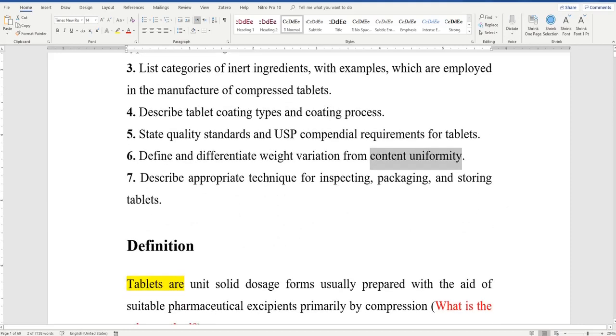Also, you need to know about the inspection, the packaging, and the storing of the tablets, meaning the storage conditions for tablets. You remember that capsules needed appropriate storage conditions, otherwise the shells of the capsule will be affected, whether by the dry conditions surrounding the capsules or the moist or high humidity conditions surrounding the capsule.